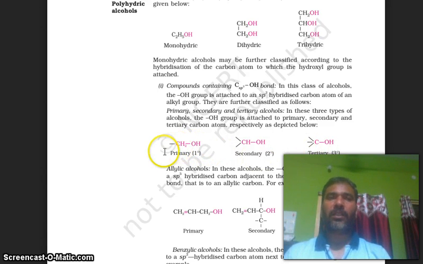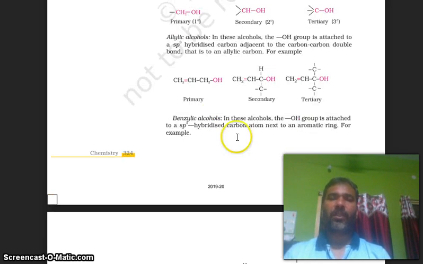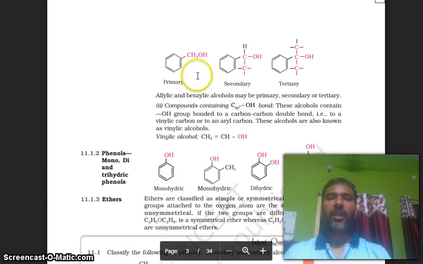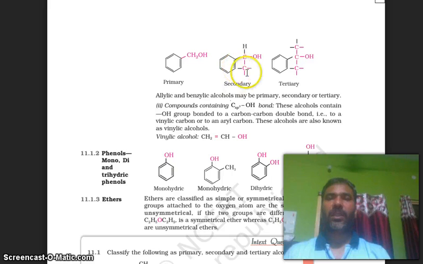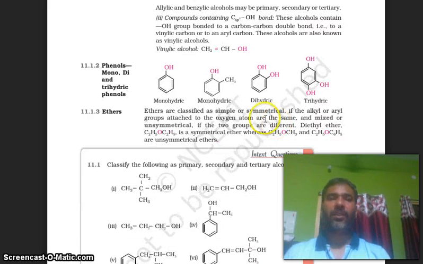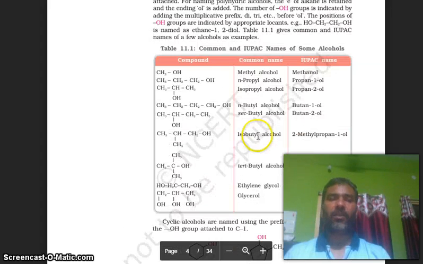to a carbon, and this carbon is attached with a single carbon. Here 2 carbons, here 3 carbons. This is primary, this is secondary, this is tertiary. Again primary, secondary and tertiary. Phenol, you see this is monohydric, this is dihydric and this is trihydric.